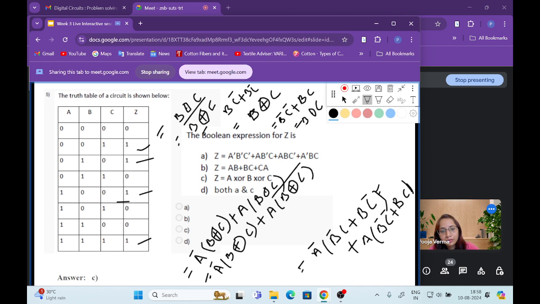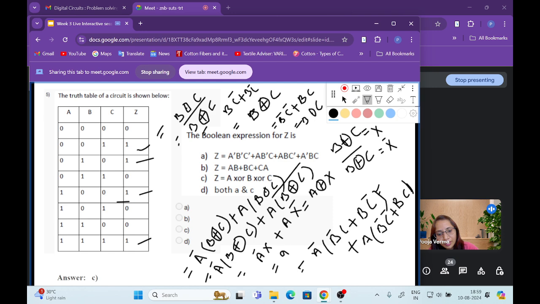Okay, so now check. Now what is the expression for this? Let's assume that this B XOR C is equal to X. And here then what you will get? X bar, right? Because B XOR C bar. So X bar. So A bar X plus A X bar. Now it is again XOR gate, XOR of A and X, right?